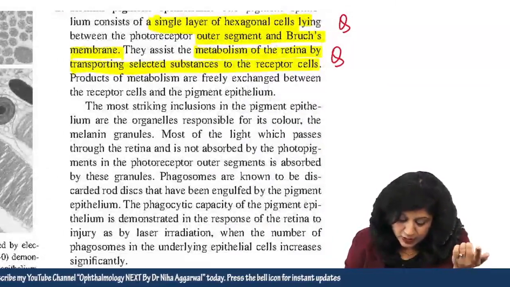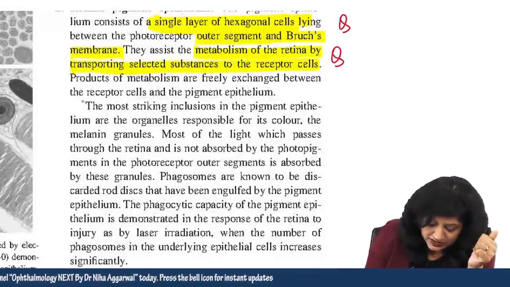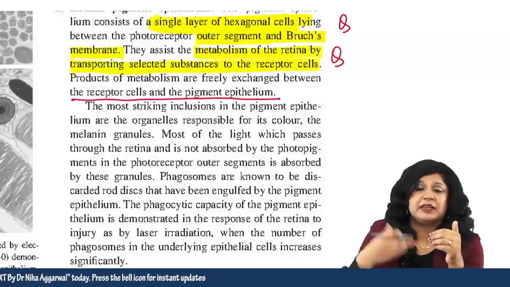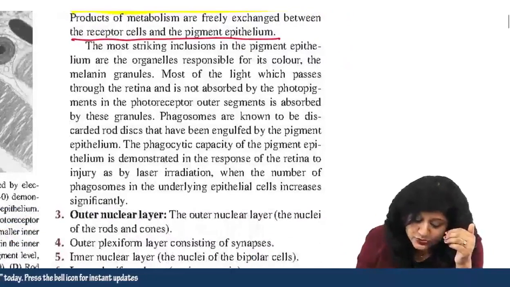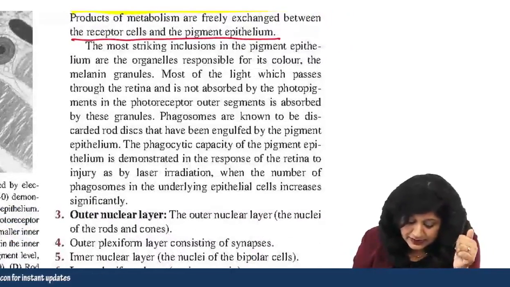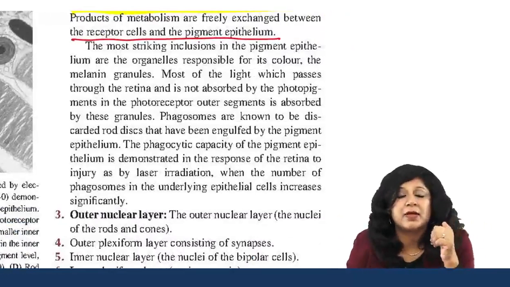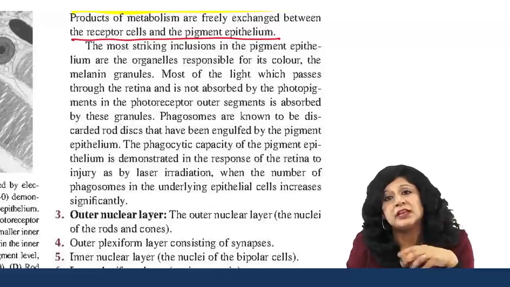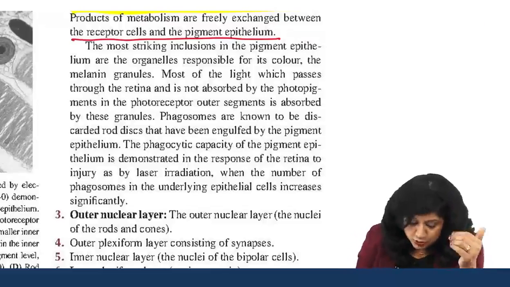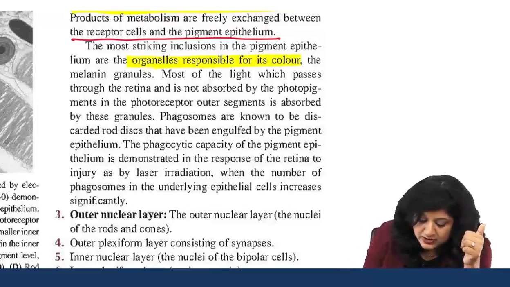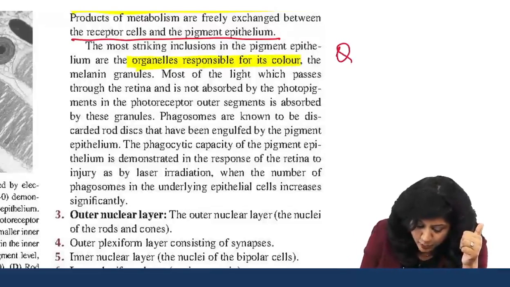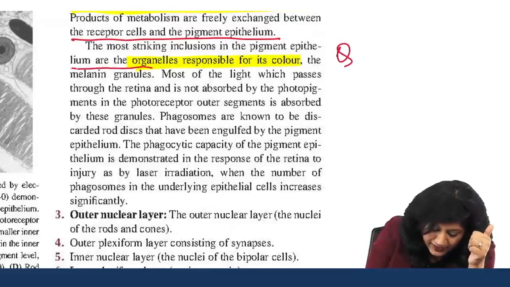Products of metabolism are freely exchanged between these receptor cells and the pigment epithelium. Now the most striking inclusions in the pigment epithelium are the organelles. The most important thing, why I am saying that it is a pigment epithelium, is because it contains the pigments. There are certain organelles which are responsible for its color, that is important. And what is that? Melanin granules.